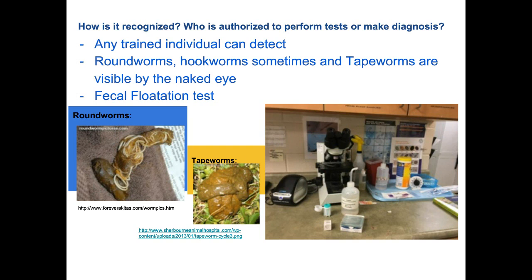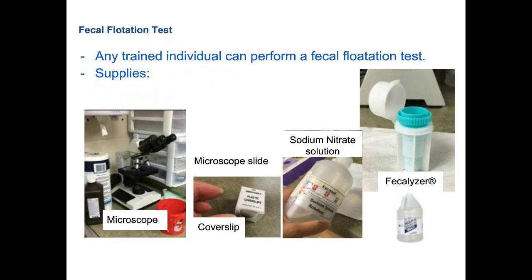You can see them on the microscope, so you can perform a fecal flotation test. You have all these supplies in your hospital, clinic, or shelter. You have to have a microscope, a cover slip, which is the thing on the bottom, and a microscope slide. You also need Fecasol or a sodium nitrate solution, and a Fecalyzer, which is a fancy little green tube that helps you break down the feces and extract the eggs.